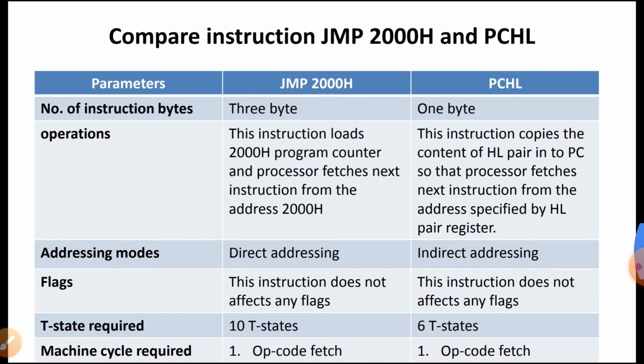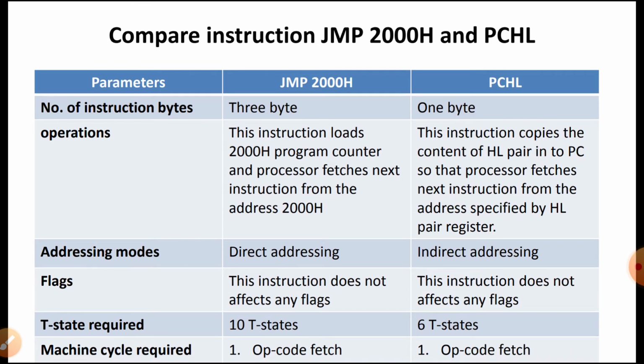Now we have to compare the instruction JMP 2000 and PCHL. JMP 2000 is an indirect branching instruction. Whenever this instruction is executed, whatever the sequence in which the program is being executed, when the jump instruction comes in between the program, it will jump to the 2000 location and start executing from the 2000 memory address. PCHL is a kind of instruction which copies the content of the HL pair into the program counter.